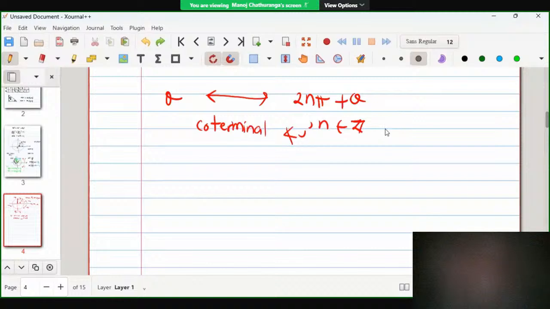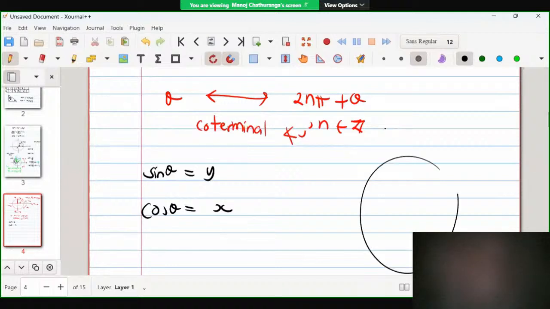Sine theta is always the opposite side; for the unit circle, it is y. Cosine theta is x. Now on the unit circle, at the topmost point, the y coordinate is 1 and the x coordinate is 0. At the rightmost point, the x coordinate is 1 and the y coordinate is 0.